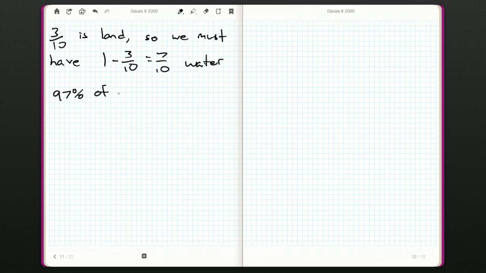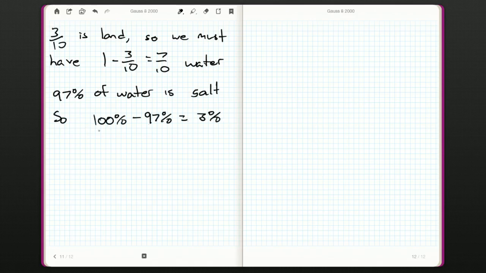Now 97% of the water, not of the Earth, 97% of the water is salt water. And if we want how much isn't salt water, the rest is fresh. If we want how much isn't, we would take the whole, which is 100%, and we would subtract off the part that we're not interested in looking at, the salt. So that gives us 3% fresh water.